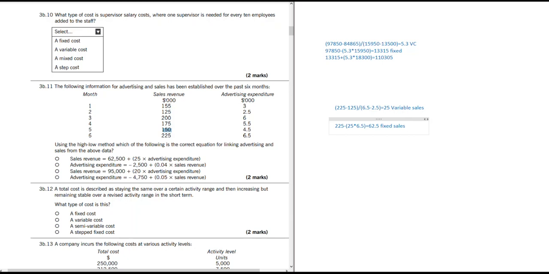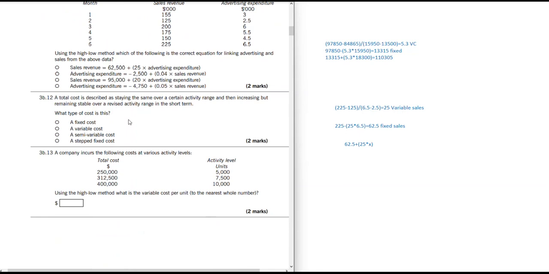Just like in fixed costs, even if there was no production, fixed cost is going to be incurred anyway. Variable cost was just incremental with every unit additionally produced. So variable sales is the increase in sales per advertisement. Fixed sales is the sales that is going to be made even if there is no advertisement. So the equation that we will make will be 62,500 plus 25 multiplied by units. So they're asking about that equation. So sales revenue would be 62,500 plus 25 advertisement, which means A is correct. Remember, the figure here was given in thousands.